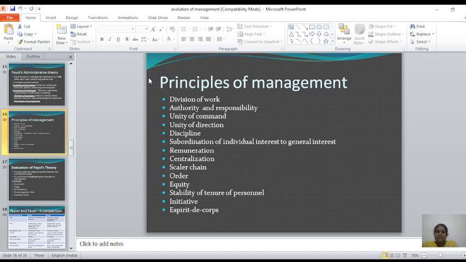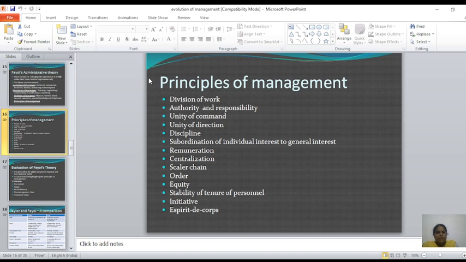Subordination of individual interest to general interest. What do you mean by that? The interest of the organization should be placed above the interest of the employees. A manager must sacrifice his interest. For example, a company may want maximum output from employees by providing less salary, while employees, on the other hand, want maximum salary while working the least. In both situations, the interest of the company will supersede the interest of any individual, as the interest of the workers and stakeholders is more important than the interest of one person.